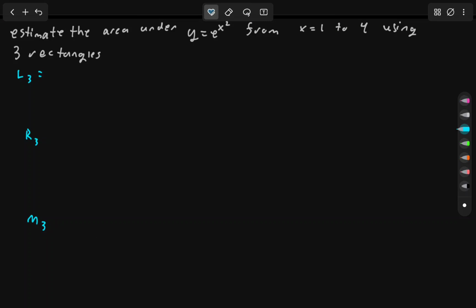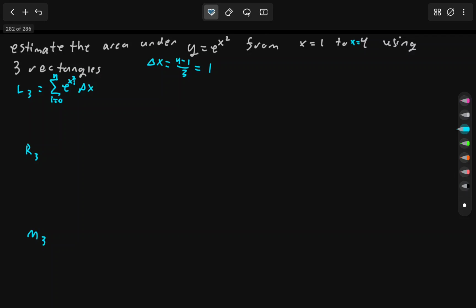So the left-hand sum of 3 is going to be equal to the sum from i is equal to 0 to n of f of x of i, in this case f is going to be e to the x squared, times the change in x. Change in x for all of these is going to be 4 minus 1, I suppose I should have said, divided by 3 rectangles. So we get 1.